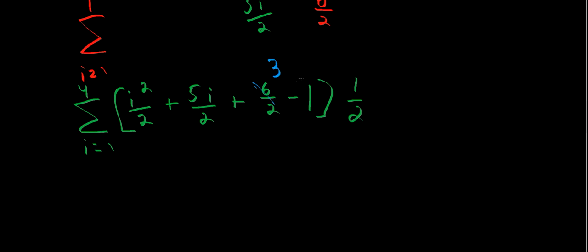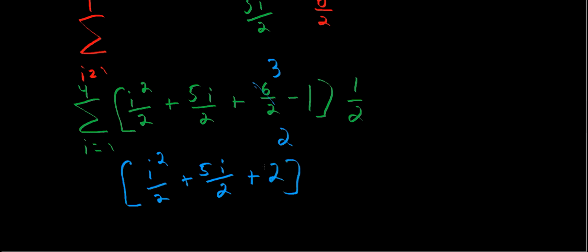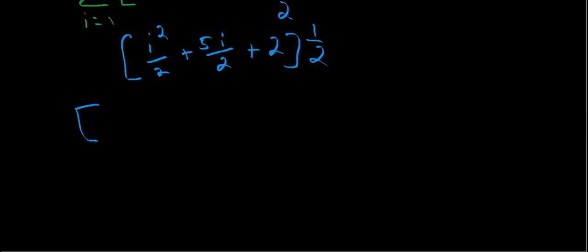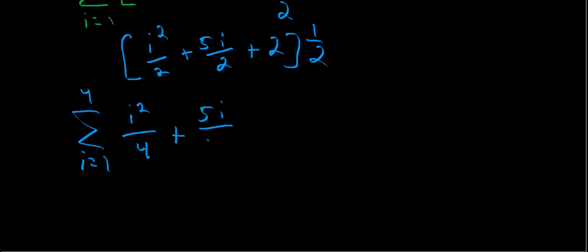This is 3. So 3 minus 1 is 2. So now we have i squared over 2 plus 5i over 2 plus 2, all multiplied by 1 half, which gives us our final, before we start to use our formulas, i squared over 4 plus 5i over 4 plus 1 half times 2 is 2 over 2, which is just 1.